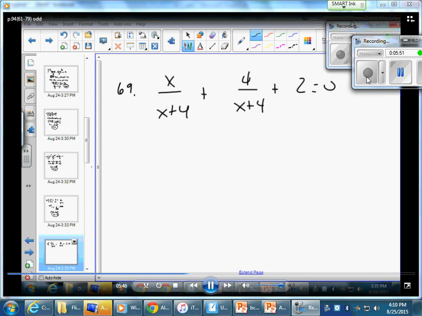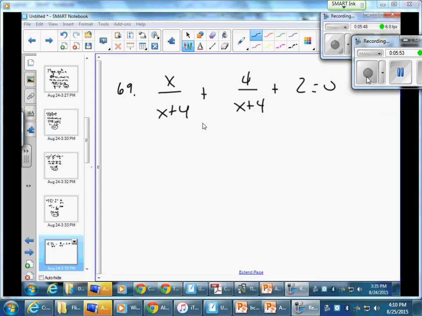Okay, problem 69. x over x plus 4 plus 4 over x plus 4 plus 2 is equal to 0. So looking at the denominators here, I have x plus 4's on the bottom, so that's what I'm going to multiply by. So x plus 4 times that term, x plus 4 that term, and x plus 4 with the 2, and x plus 4 with the 0. So the first term, the x plus 4's cancel out, and you just get an x.